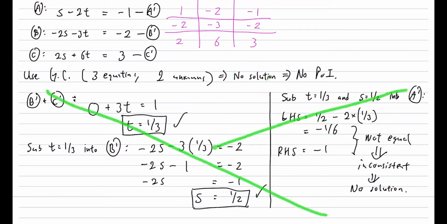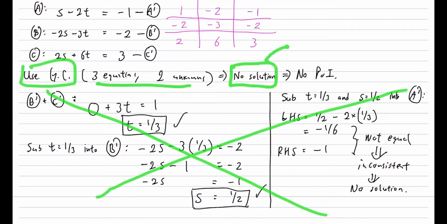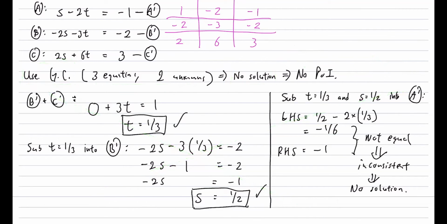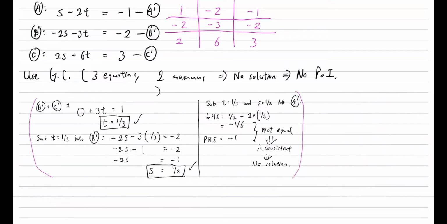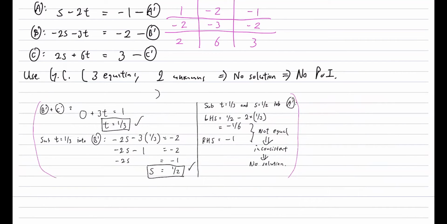If you don't like the manual way, you can just use the GC. Type in correctly, then you get no solution, then conclude no point of intersection. This one is also okay. This one is the manual way. I just want to show you. Don't just trust the computer. You can do it manually. Of course, for exam purposes, you can just use the GC. So that is no point of intersection.